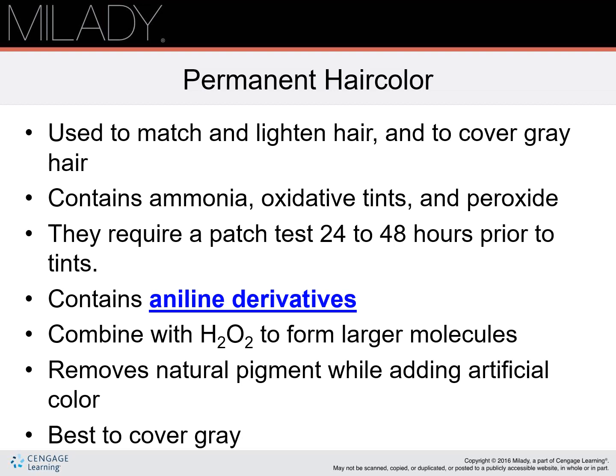Okay, these also can remove natural pigment while adding the artificial color. So if you are natural, do not have any color on your hair, it's going to remove that natural pigment and it's going to add that artificial color at the same time in a single process. You are definitely going to have to use permanent hair color when you cover gray hair.